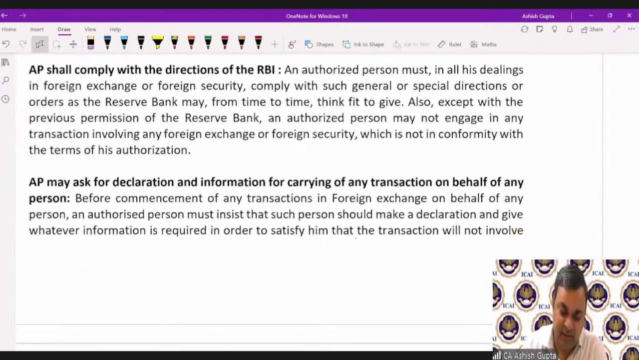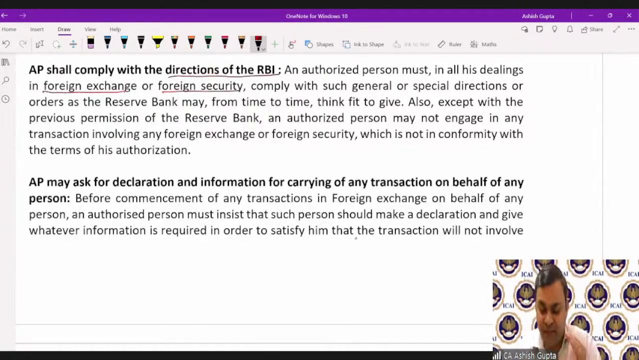Now, income tax and FEMA, they all procure the provisions from the SEZ Act. An authorized person shall comply with the directions of RBI. They need to comply with the directions as prescribed by the RBI. An authorized person must, in all his dealings, whether in foreign exchange or foreign security, comply with the general or special directions or orders of the Reserve Bank of India as they issue from time to time.